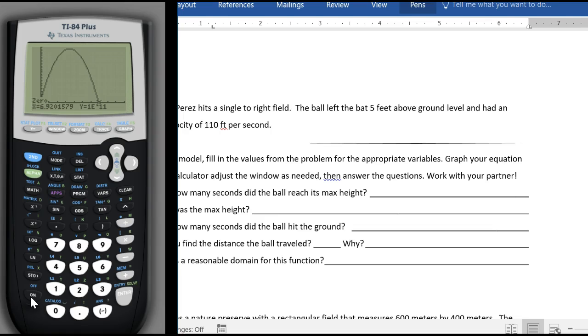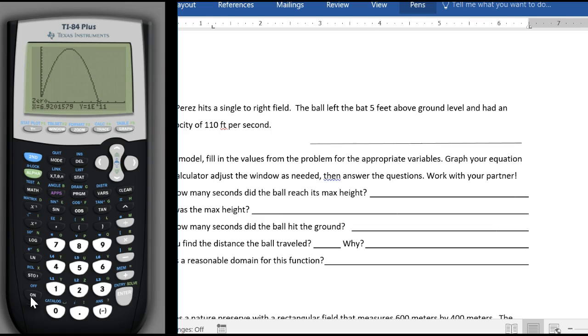So the zero here is 6.92, so that means the ball hit the ground after 6.92 seconds. And we cannot determine the distance the ball traveled. We can only determine the distance up that it traveled, which I think was 192 feet, if I remember correctly, because this information is about how long the ball was in the air and how high it went. It doesn't tell us anything about a horizontal distance, so our equation is not set to do that.